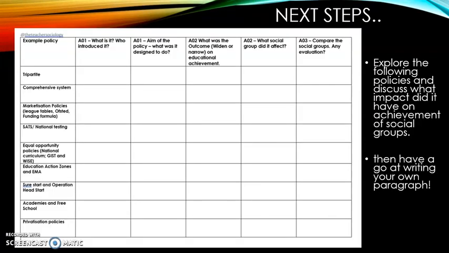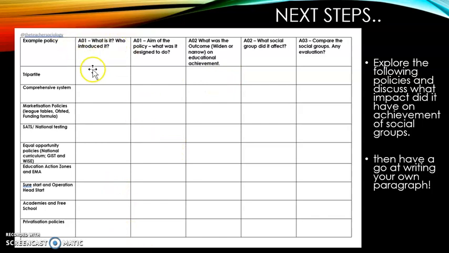So I thought I'd add in some next steps. Explore each of these policies. I went through the mark scheme for this legacy paper, and these were some of the things that came up on the mark scheme that you could write about. And you've got a range of different policies there, and explain how they raise or narrow the achievement gap. And I've linked to this handout in the description below. You might even want to add on further policies or different columns and things like that.